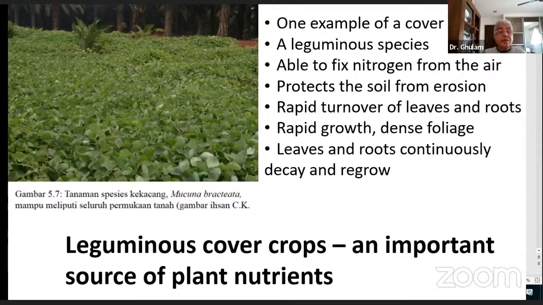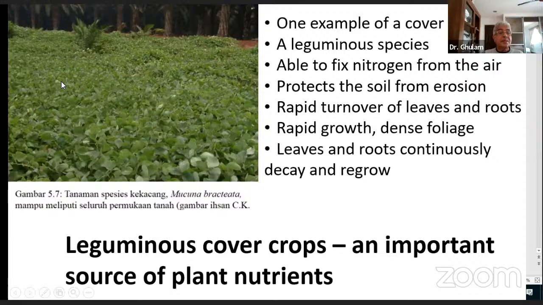Another important aspect of this nutrient addition to the soil is the practice of planting leguminous plant species. For example, in our rubber and palm oil industry, they practice this quite widely. They plant leguminous cover crops. These crops have the special ability to fix nitrogen from the atmosphere. They are associated with microorganisms that have the ability to fix nitrogen from the atmosphere.